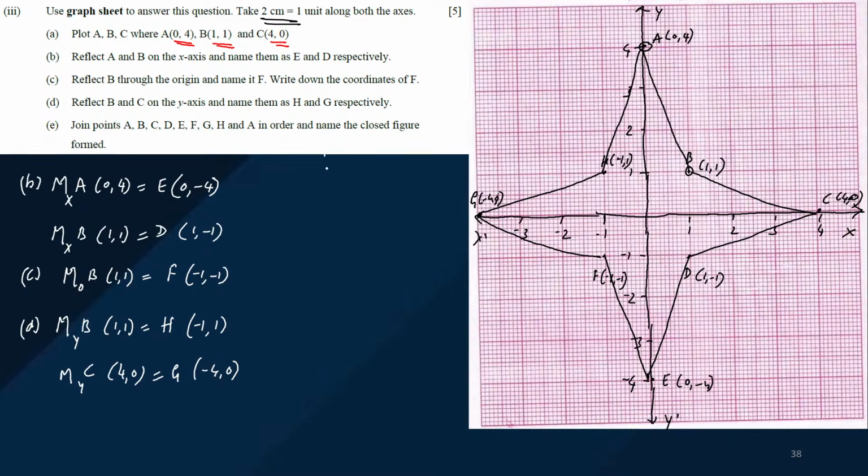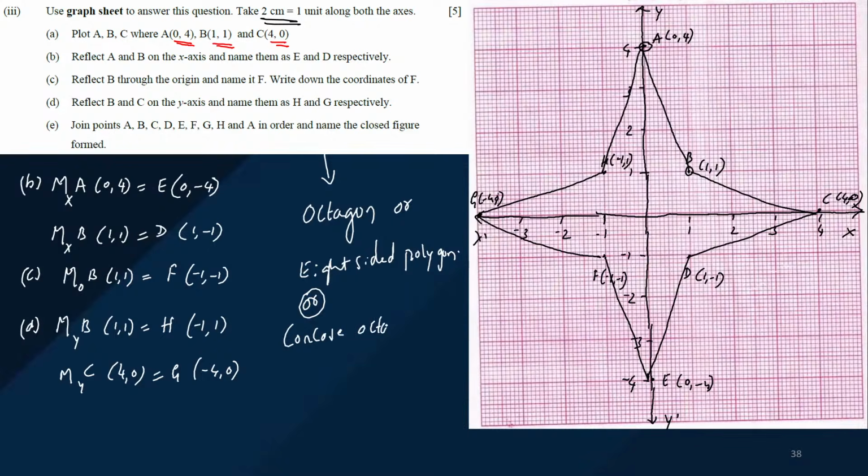So what is the closed figure so formed? How many sides are there? 1 2 3 4 5 6 7 8. So you can write an octagon, or an 8 sided polygon. To be more specific, you can write this as a concave octagon, or a concave 8 sided polygon.